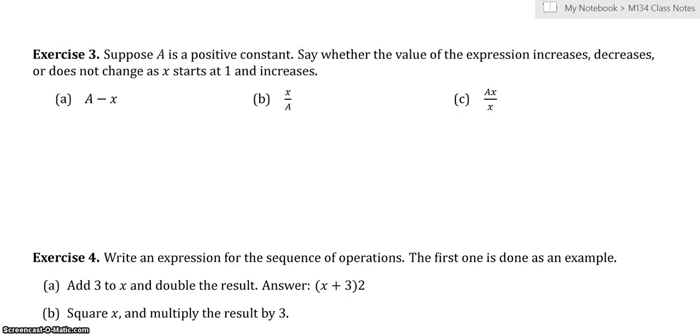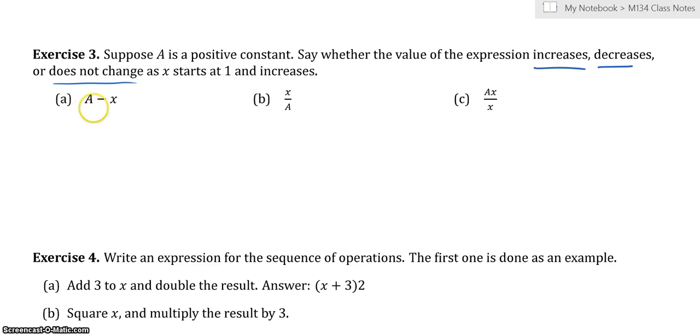Practicing figuring out whether an expression increases, decreases, or does not change. Put down your answers, make a guess, and then come back when you're ready. Okay, here's the answers. Suppose A is a constant. That's the first thing you need to know. So A is not changing. So we're having a function with respect to x only. Say whether the value of the expression increases, decreases, or does not change as x starts at 1 and increases. So as x gets bigger.